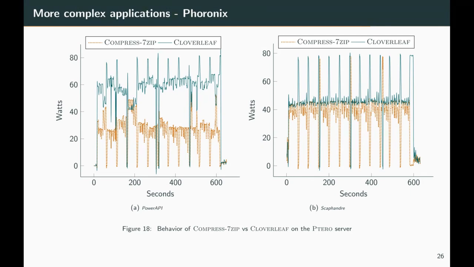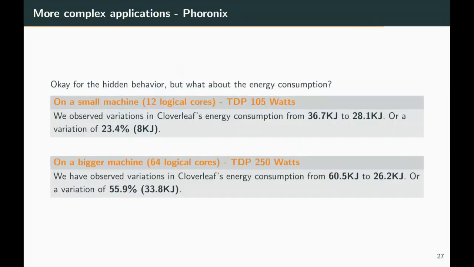So we observed a variation, for example, in Cloverleaf on the small server. We observed 23% variability when executing the application with different applications running in parallel. And on the big server, we observed 55% variation, because the bigger the machine, the bigger the effect, because it consumes more energy, obviously.